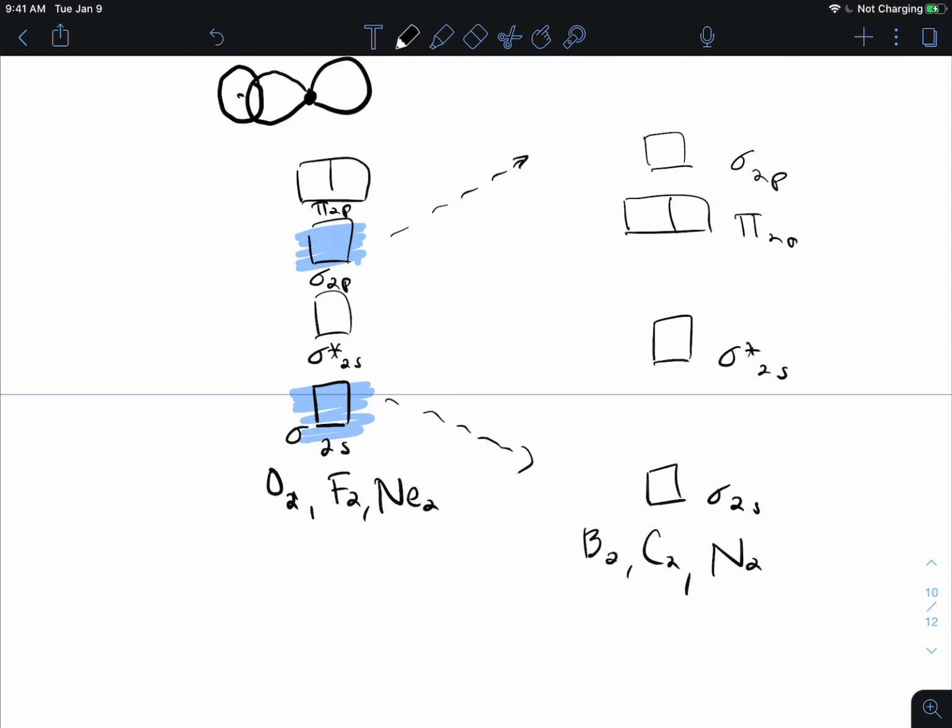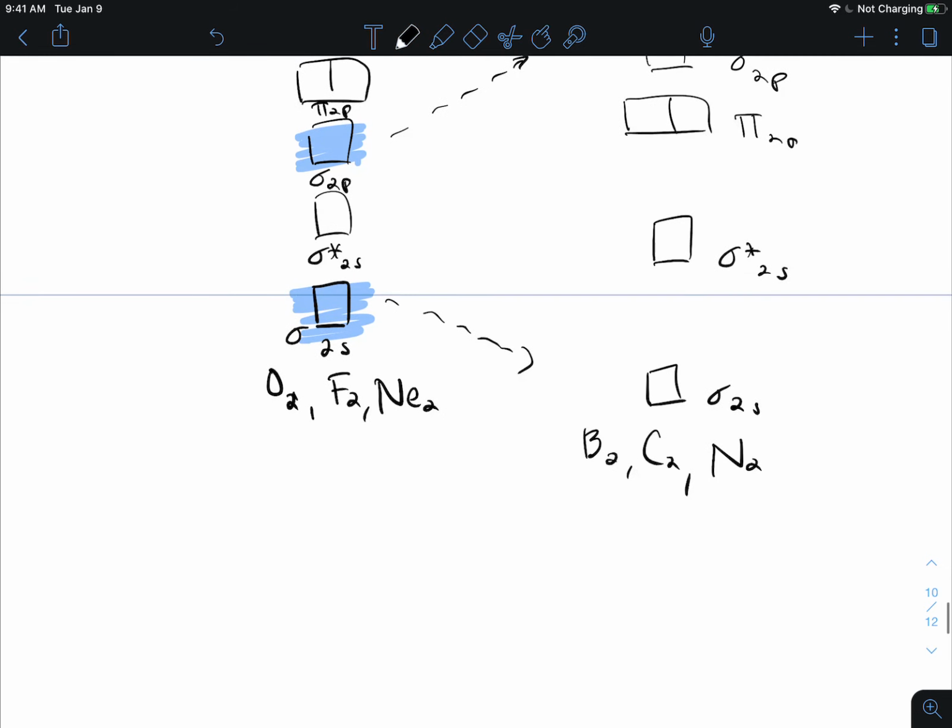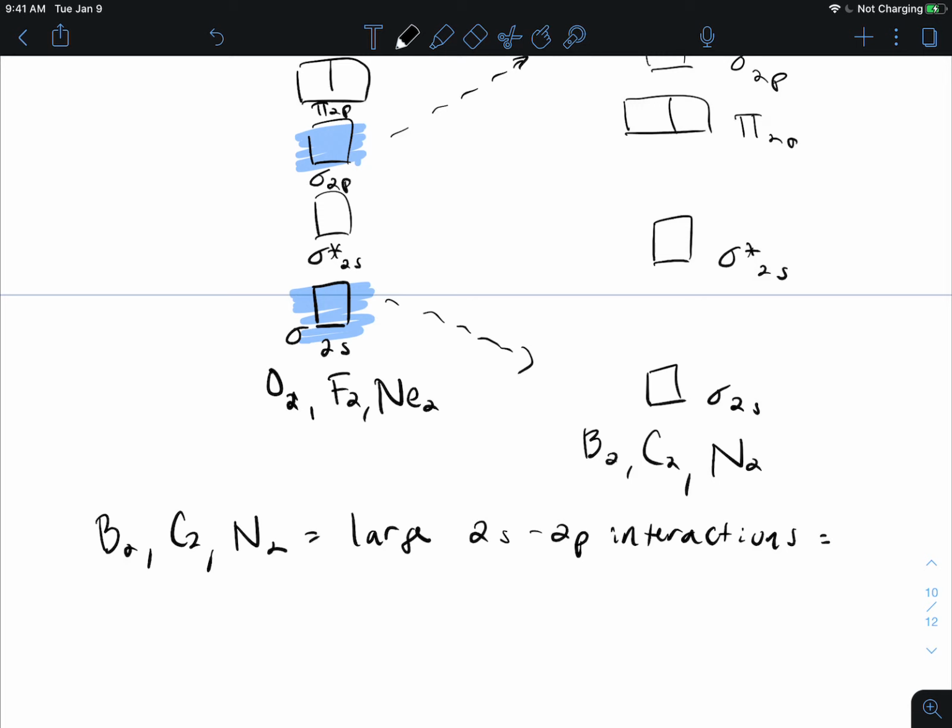This is kind of a summary of things that are going on with our period 2 diatomics. So B2, C2, and N2 are going to have large 2s2p interactions. So because of that, they're going to have energy reordering, or orbital energy reordering.